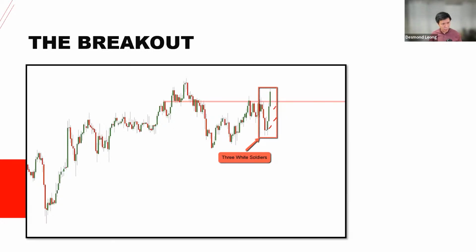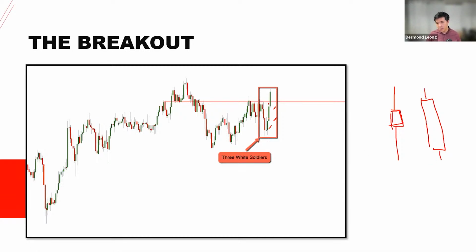The important thing you need to know here is that they are soldiers. Soldiers are big people. The strict definition of soldiers is that you have a head, a body, and legs, so it should not be a candlestick like this. It's not three white soldiers. This is a soldier with a very small body. If it's like this, where you have a big body, the head, and the legs, then maybe it's fine.